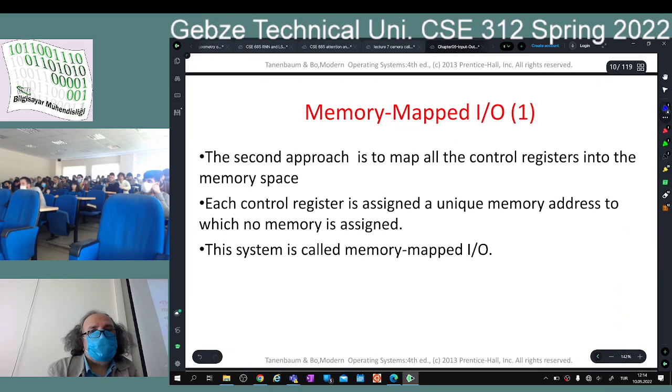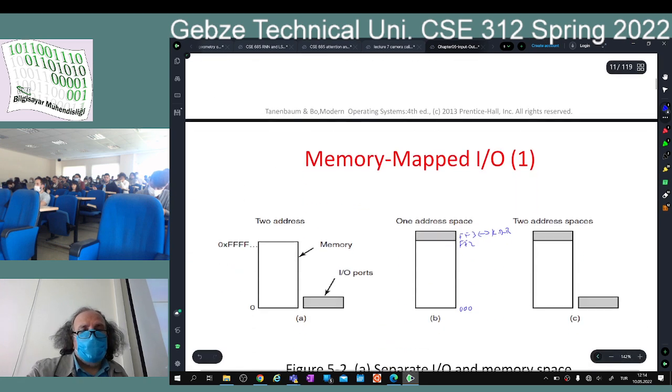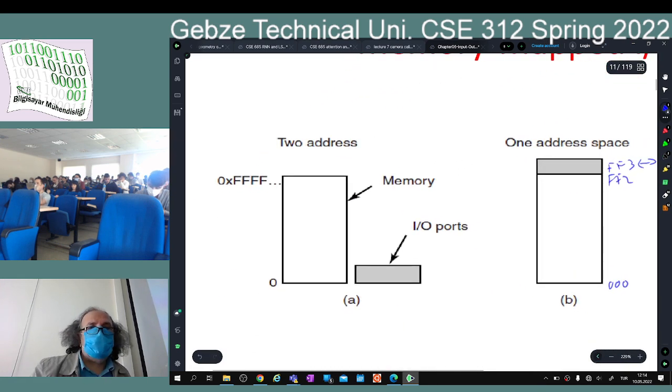memory mapped I/O. Each control register is assigned a unique memory address, and that's actually not a memory address. That address is assigned to the control register. Whenever you use your regular load instruction with this address, you end up reading whatever that controller is giving you, and if you write to that location, then you are sending some data to your controller. This is called memory mapped I/O.